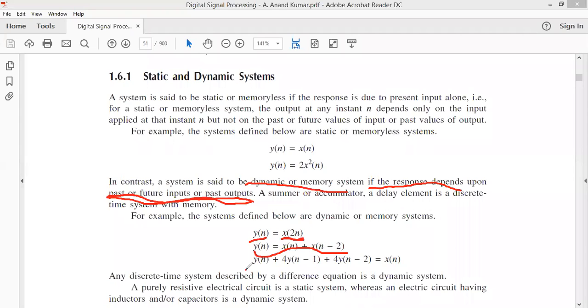Now, for example, take this case here. Substitute n is equal to 0. y of 0 is the present output, plus y of minus 1 is the past output, plus 4 y of minus 2 is the past output, equal to x of 0. So what is this here? The present output depends upon the past output values and the present input value. Since it is depending upon the past output values, what type of system is it? It is called a memory system.